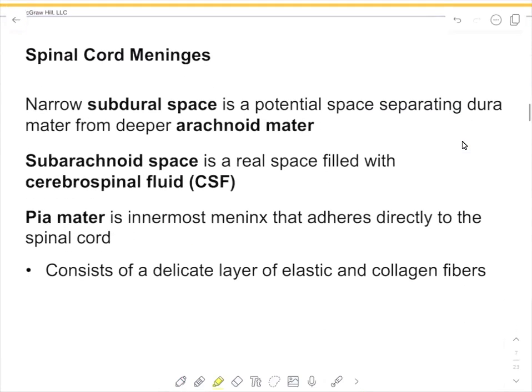The spinal cord meninges include a narrow subdural space, which is separating the dura mater from deeper arachnoid mater. The subarachnoid space is a real space filled with cerebrospinal fluid. And the pia mater, just like in the brain, is an innermost meninx. Meninx would be singular for meninges.